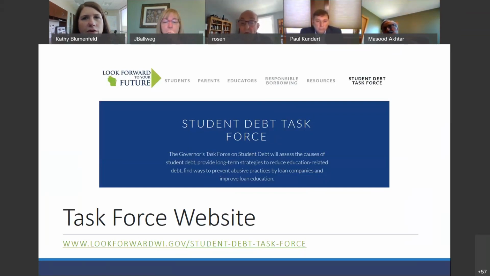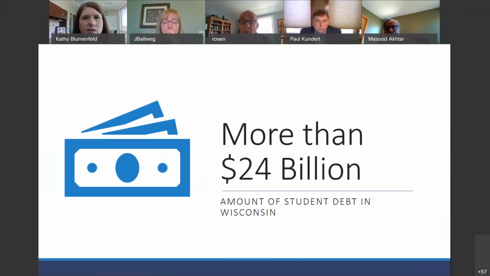Quick flyover, just high level, of what we're seeing in student debt. Nick and Seth will get into it in much more detail. But nationally, it's widely reported that there are 45 million students who owe approximately $1.6 trillion in student debt. And here in Wisconsin, we have more than $24 billion in outstanding debt, according to the Consumer Financial Protection Bureau.